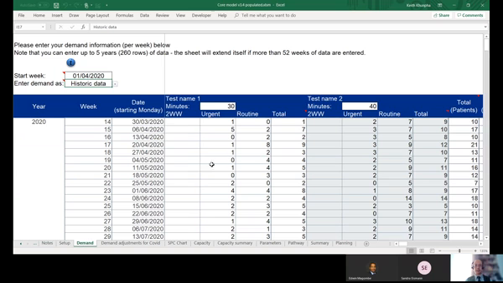If we look at the demand, we're entering our data on a week-on-week basis, and this is referrals into your service. So remember, demand is not the same as activity. It's actually what's actually been requested of your service.